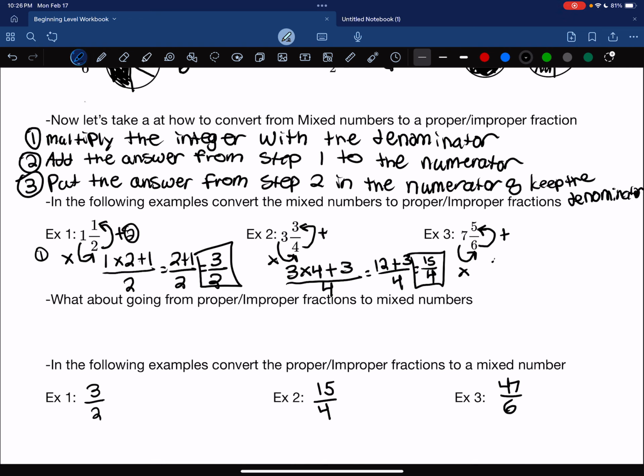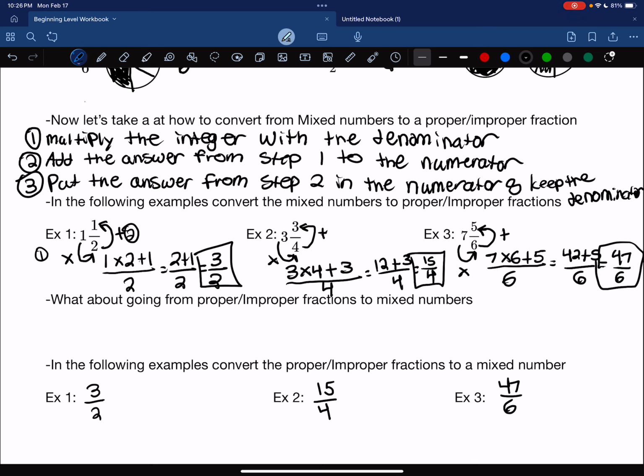So let's write this out visually. We're going to have 7 times 6, and then we're going to add 5. And we're going to divide all of that by 6, our denominator. So 7 times 6 is 42. Then we're going to add 5, divide by 6. And 42 plus 5 is 47 over 6.